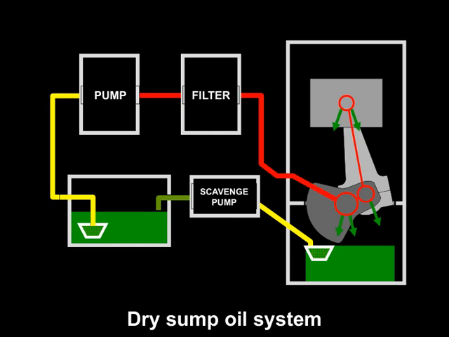First, we have the filter, which is essential for removing contaminants from the oil to keep the system clean and functioning smoothly. Next is the pump, responsible for circulating the oil throughout the engine and the system. Then, there's the tank, which stores the oil and helps maintain proper oil levels and temperature. The scavenger pump plays a crucial role as well, as it helps remove excess oil from the crankcase and send it back to the tank.